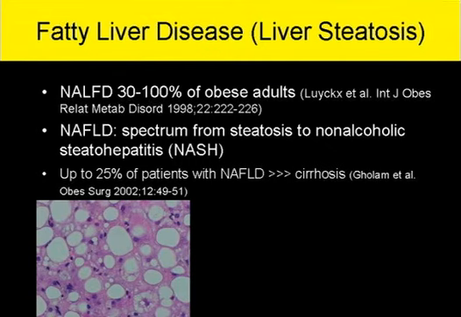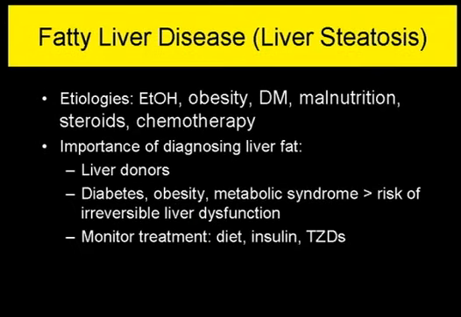The non-alcoholic fatty liver disease has a wide spectrum, from simple steatosis, simple fatty deposition, to non-alcoholic steatohepatitis, which is the end of the spectrum. And we know that these patients carry high risk of fibrosis and end-stage liver disease, up to 25% of these patients. This is a typical appearance of fatty liver deposition on a biopsy. So the etiologies of fatty liver disease are multiple. These include, again, obesity, diabetes, chemotherapy, and alcohol.